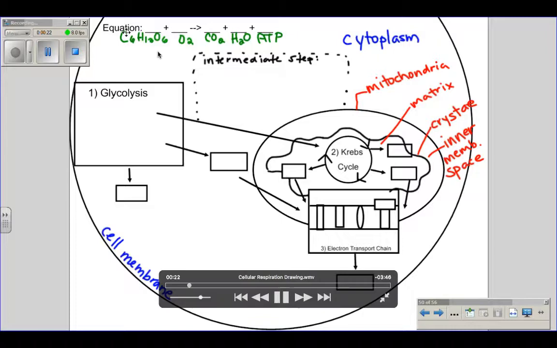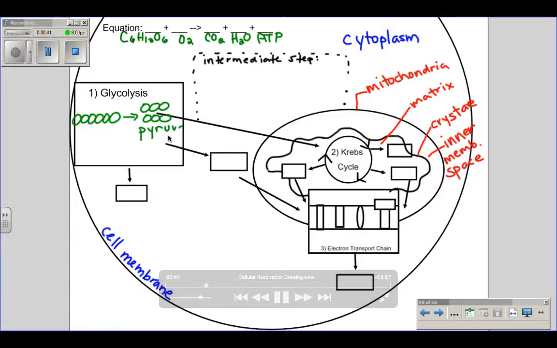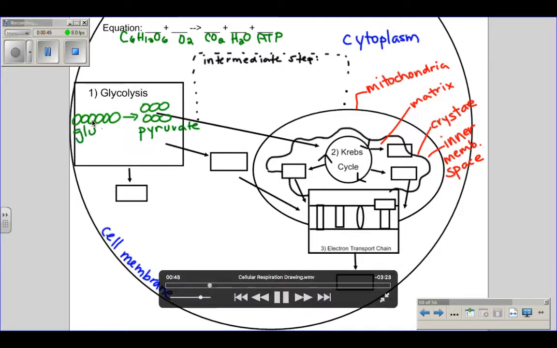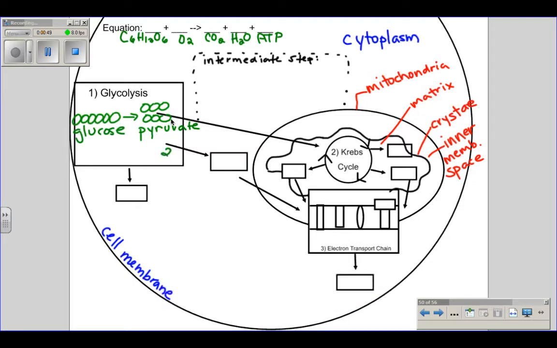So in order to do this equation, we start by taking glucose in our step glycolysis. Remember, that means literally glucose and to break. So I have 6 carbons in my glucose molecule. I'm going to take those and break them into 2 3-carbon molecules that I call pyruvate. So once I take my glucose, I make pyruvate.